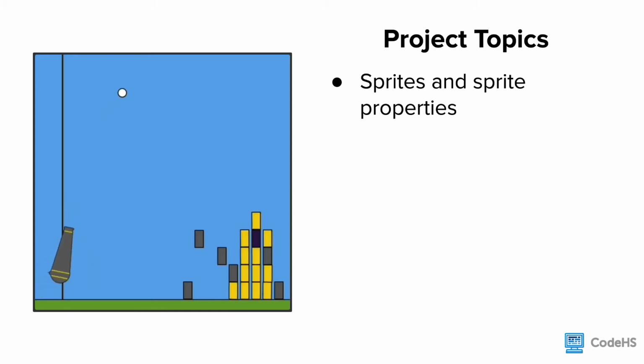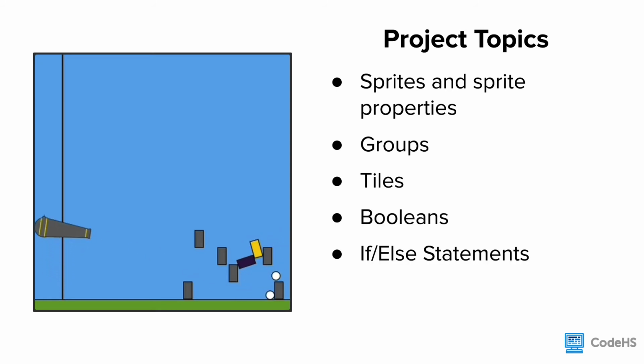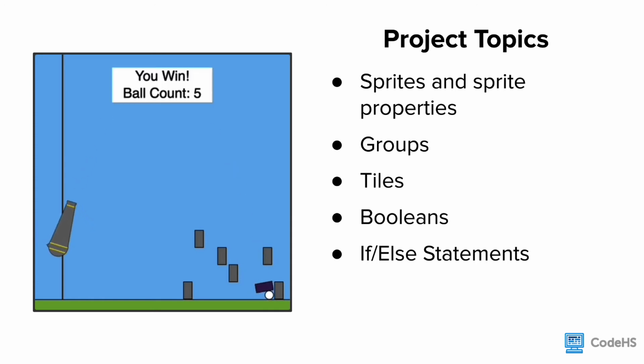You'll learn two new concepts, groups and tiles, in order to easily build your tower and keep track of all the blocks. You'll use booleans and if-else statements again, so that the player can move and rotate the cannon, fire the cannonballs, and destroy the blocks.